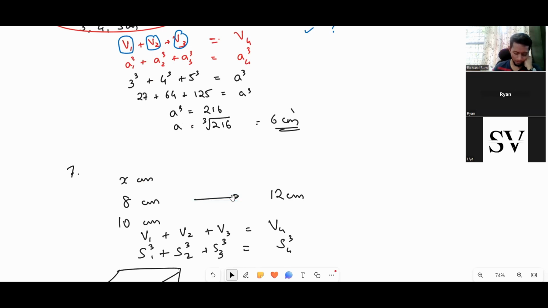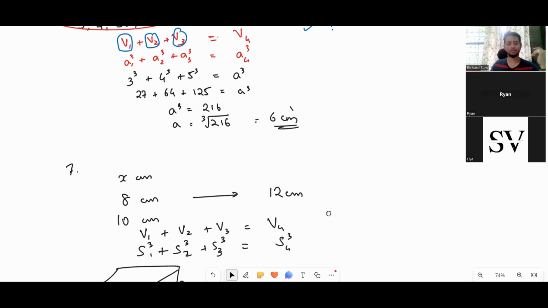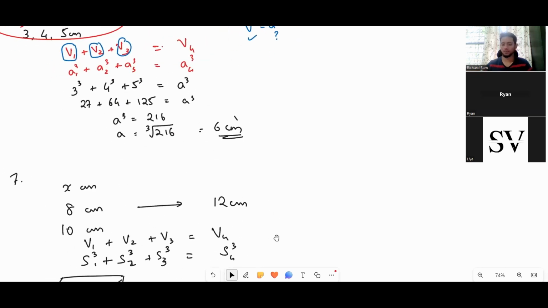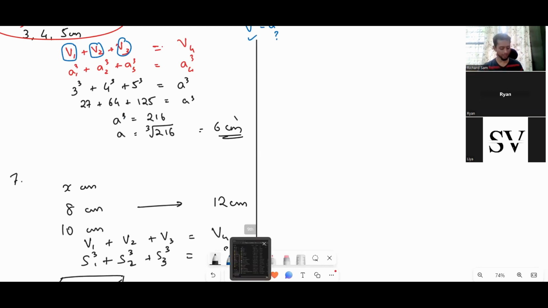Question number 9 is the next one. You want to read the question loudly? The cost of papering the four walls of a room at 75 paise per square meter is rupees 240. The height of the room is 5 meters. Find the length and the breadth of the room if they are in the ratio of 5 is to 3. A ratio is read as 5 is to 3.